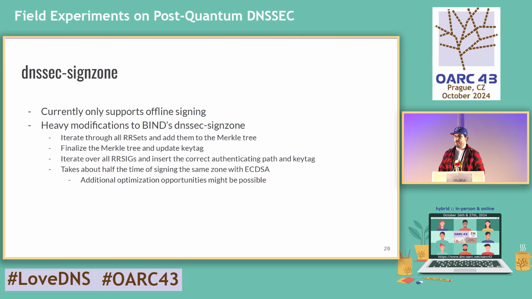Online signing is quite a tricky problem, and we had to make some significant changes to the sign zone utility. You essentially have to iterate over all of your RR sets, build your Merkle tree, finalize your key, and then iterate over your RRSIGs again, insert the authenticating paths into your RRSIGs, and update the key tag fields.